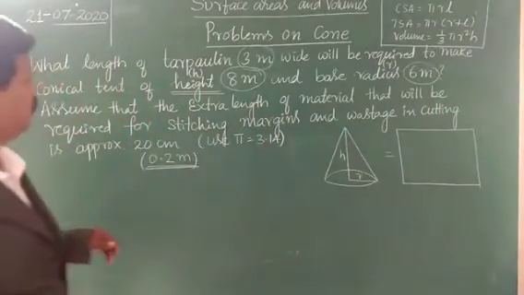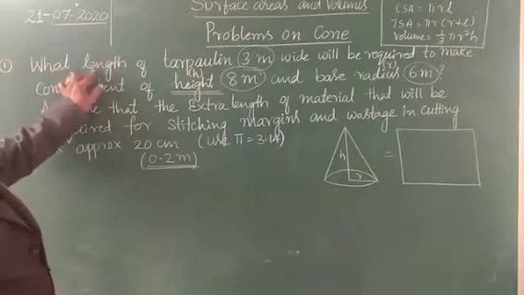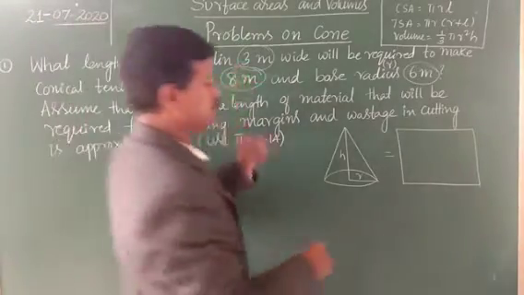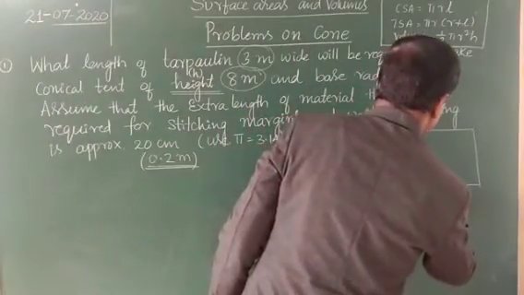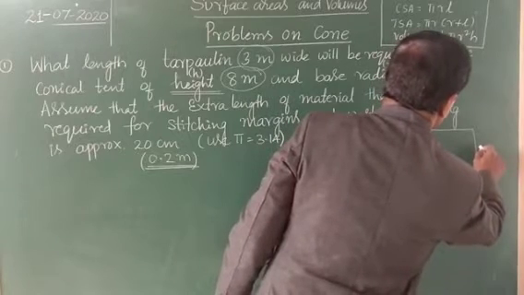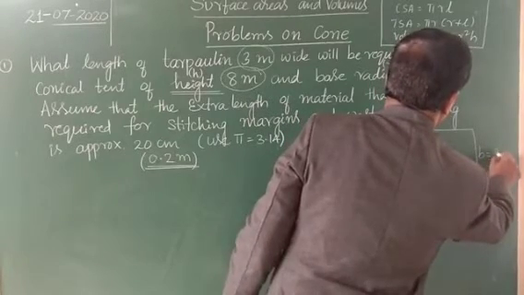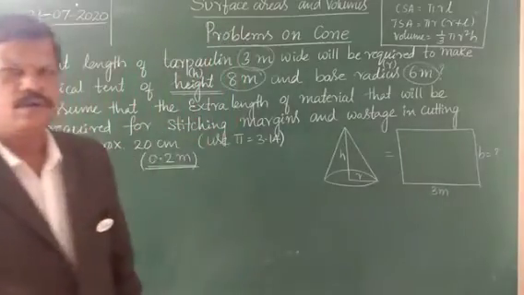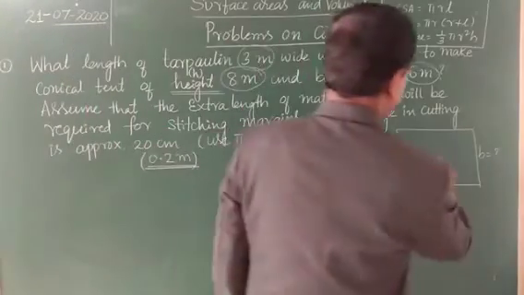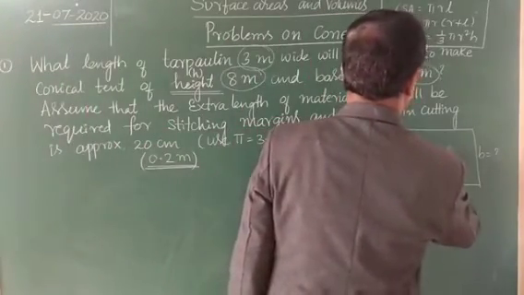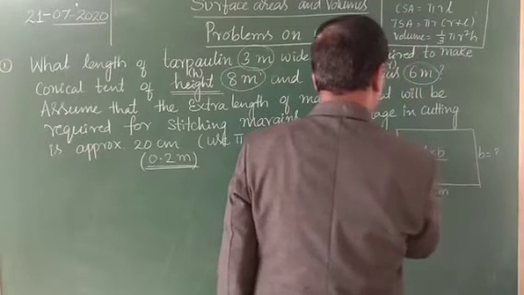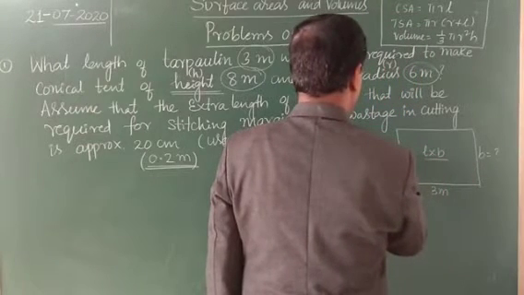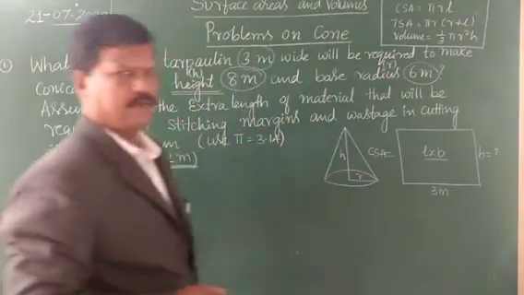In that rectangle, what is given? The length of the tarpaulin is given. This is 3 meter. So this breadth or width, we don't know. So here we should find out this length into breadth. This is equal to the CSA of this conical tent.